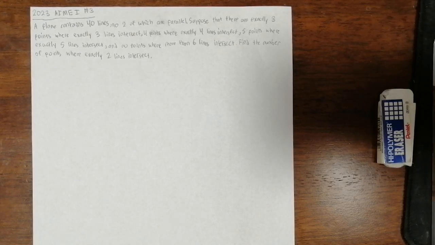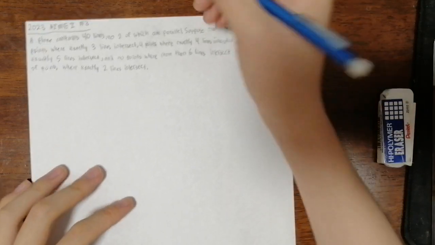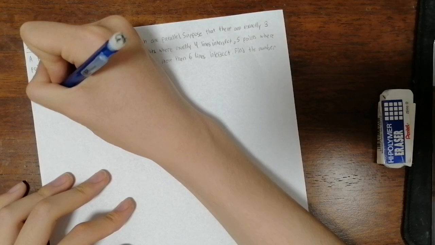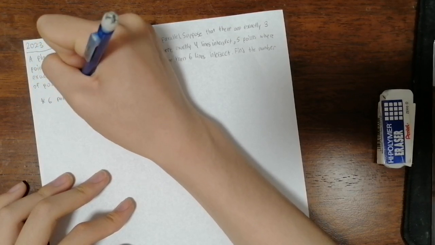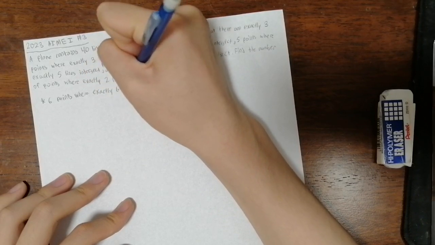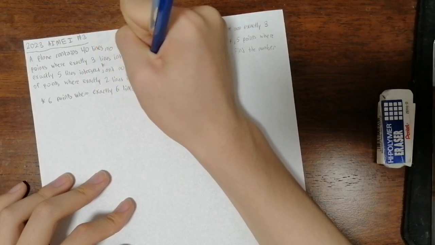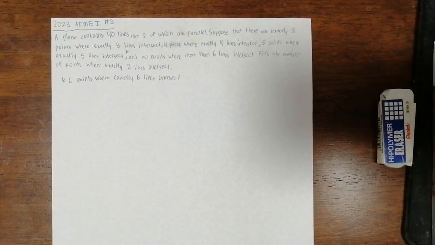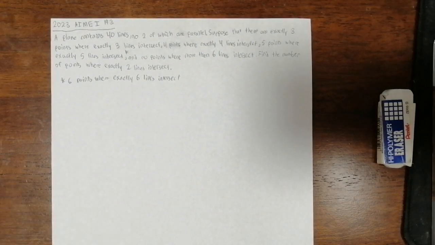Okay, I think I forgot one part of the problem. I think it also says, I'll just write it over here, 6 points where exactly 6 lines intersect. Okay, sorry about that. I'll just reread the problem how it's supposed to be read.